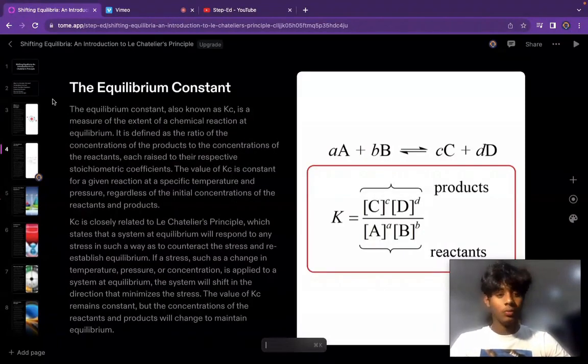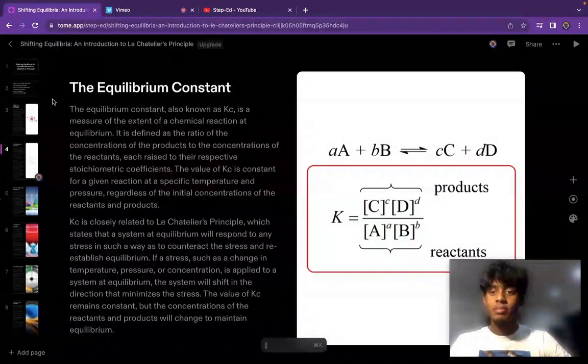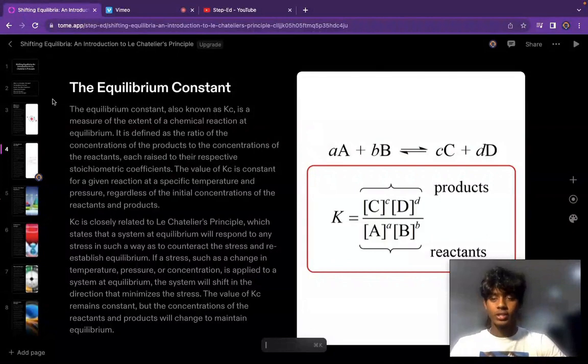What is the equilibrium constant? The equilibrium constant, also known as Kc, is a measure of the extent of a chemical reaction at equilibrium. It is defined as the ratio of the concentration of products to the concentration of reactants, each raised to their respective stoichiometric coefficients. The value of Kc is constant for a given reaction at a specific temperature and pressure, regardless of the initial concentrations of the reactants and products.